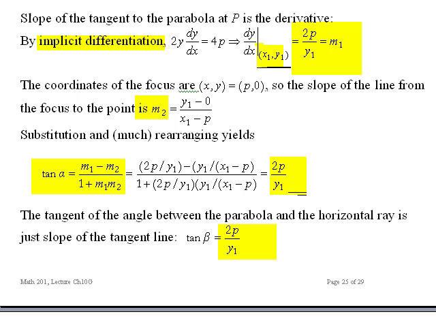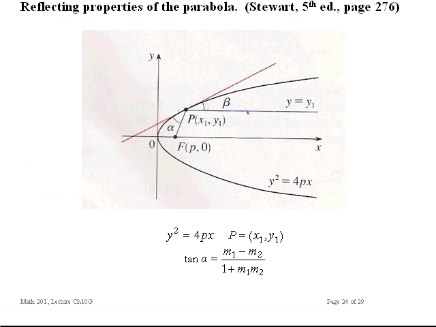Let's go back to the picture so you can see what we did. So here was one ray coming from the focus up to the point, or you could think of it the other way as transmitted from the point down to the focus, and here was our other incoming or outgoing horizontal ray. These rays make angles alpha and beta with respect to the tangent line running through the point P. We need to show that alpha is equal to beta.